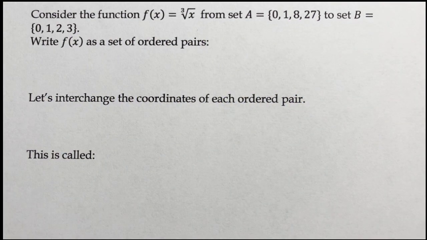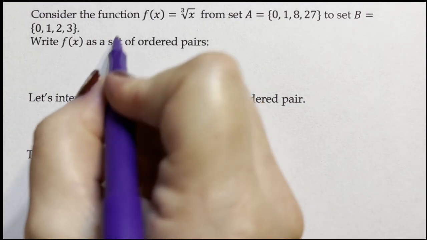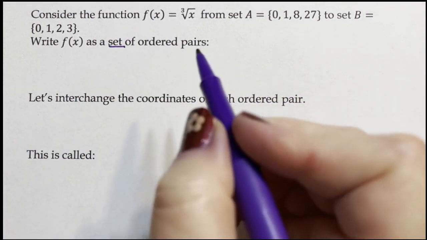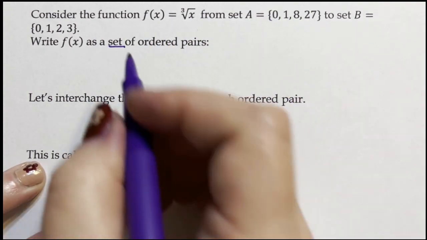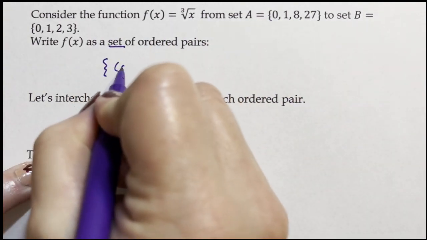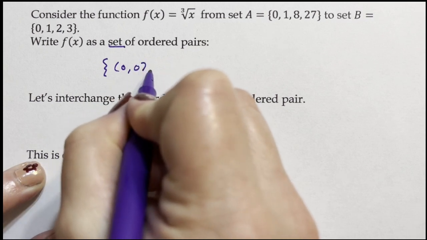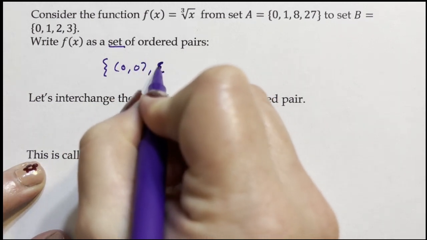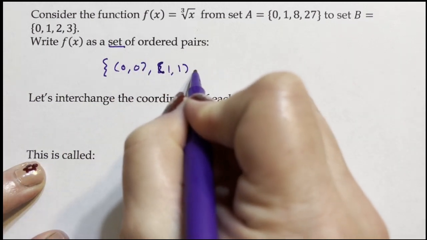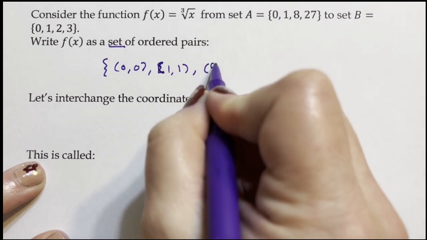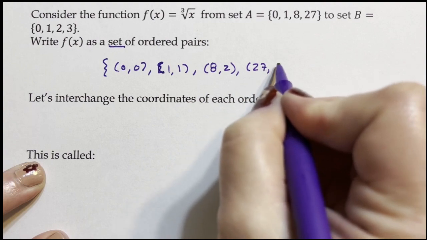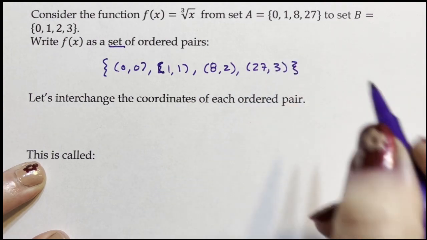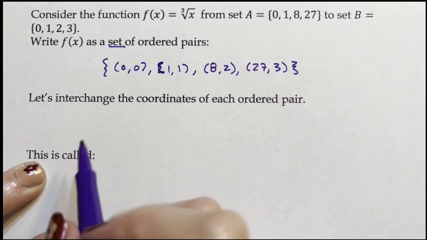We're going to write this as a set of ordered pairs. Set means that we're going to use curly brackets. An ordered pair just means we're going to write them as ordered pairs. So we have curly bracket (0, 0), parenthesis (1, 1). Input of 8 gives us 2. Input of 27 gave us 3. All right, so that set meant curly brackets.